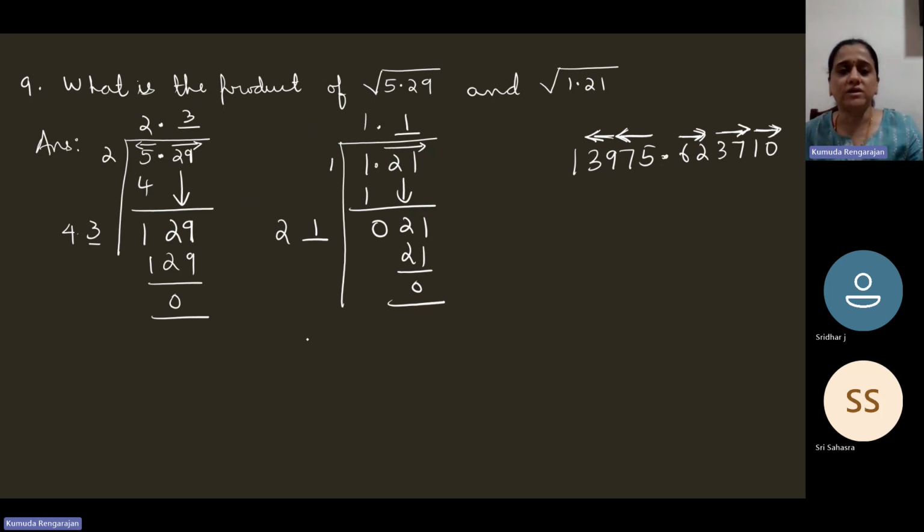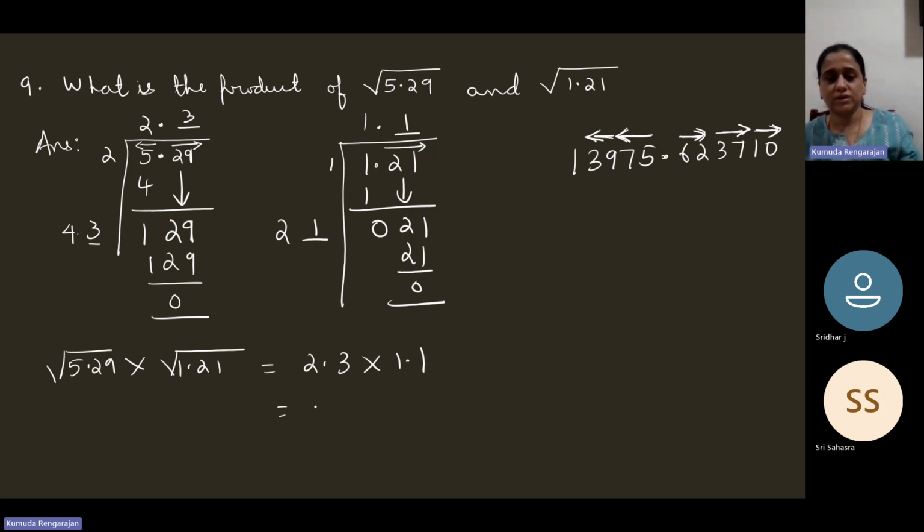You'll have to find the product of the square root of 5.29 into the square root of 1.21. Yeah. So equal to 2.3 into 1.1, which is 2.53. Correct.